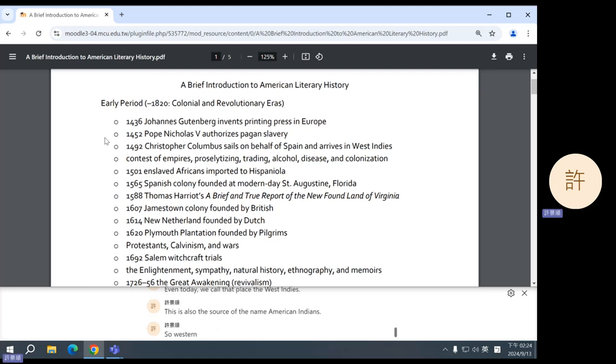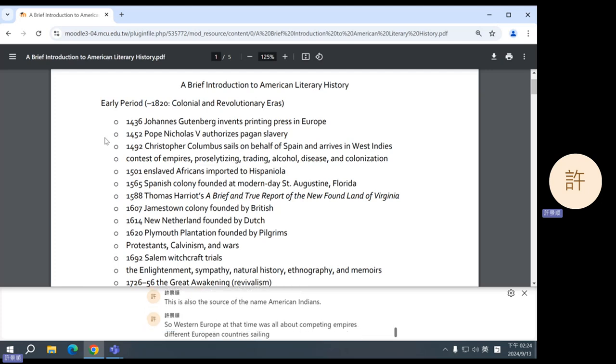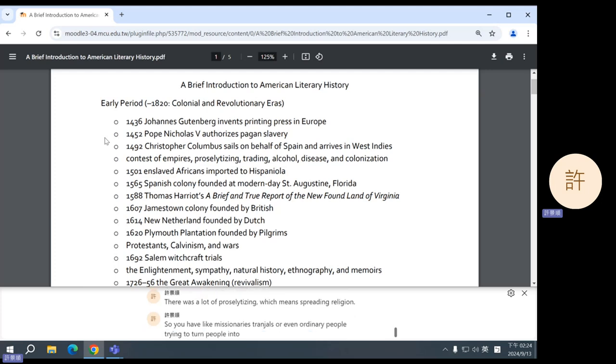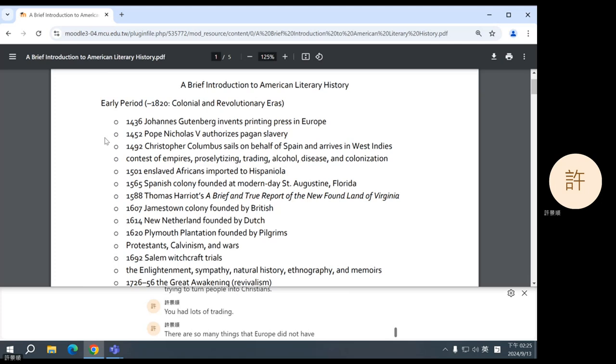So Western Europe at that time was all about competing empires, different European countries sailing all around the world, claiming new places for their kings and queens. And what did they do in these empires? There was a lot of proselytizing, which means spreading religion. So you have missionaries, or even ordinary people trying to turn people into Christians. You had lots of trading. There are so many things that Europe did not have. For example, horses, potatoes, corn, and a lot of other things as well that all came from North and South America. So there was a lot of trading.